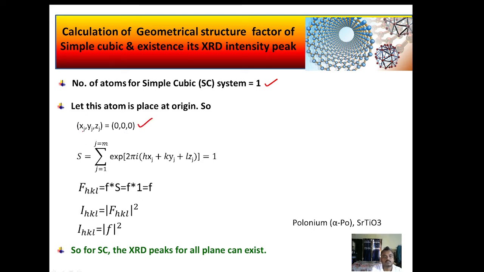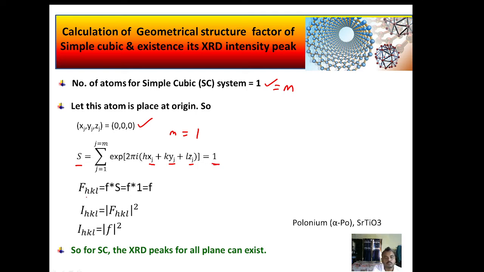So now you can see xj, yj and zj, all of them are 0. Now you remember this expression for the structural factor. This is the summation over 1 to m, where m is the number of atoms. Now m is 1 in our case, so we put the expression for only one atom, at position 0 0 0. If I put 0 0 0 here, this whole factor becomes 1 only. So this is the value for S.